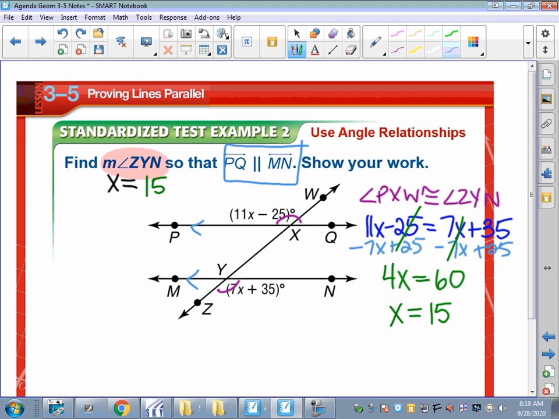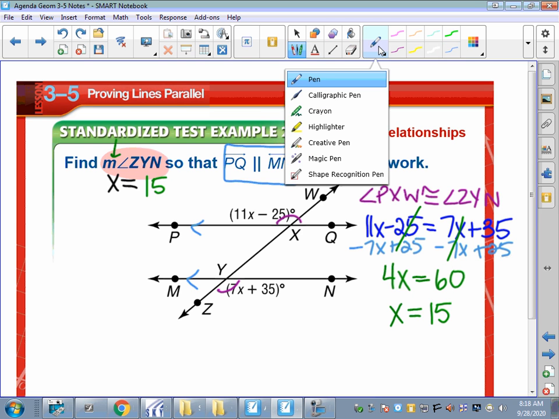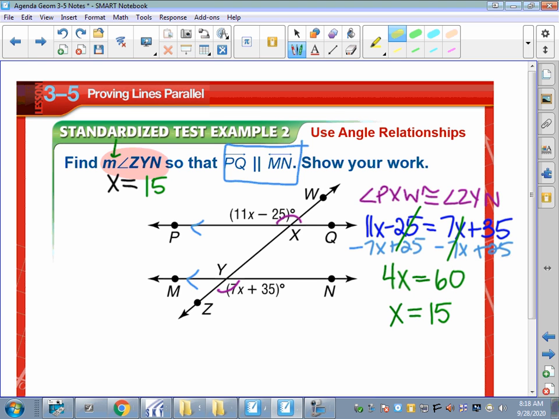When I find that x equals 15, am I finished with this problem? No, right? Because it said to find the measure of angle ZYN. I think I've said before, right? The small m means measure of. So to find the measure of angle ZYN. Well, this is angle ZYN. It looks like an obtuse angle to me right here. So if I know x, this is pretty easy.